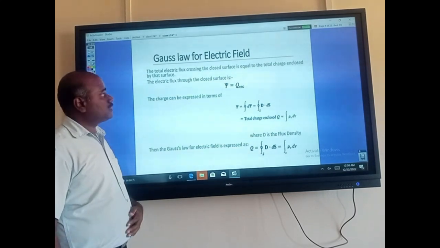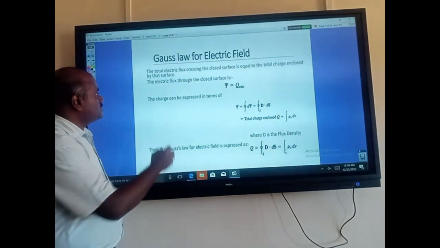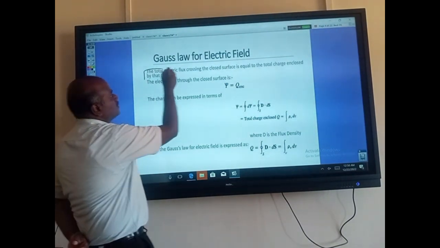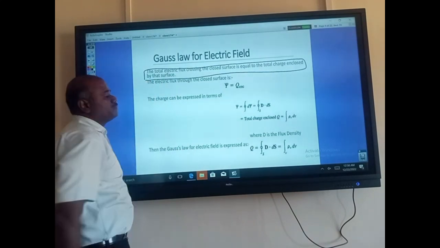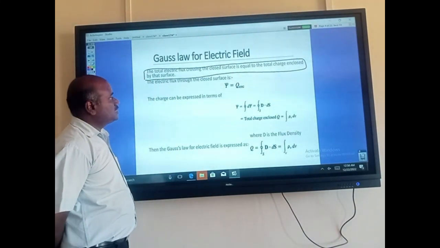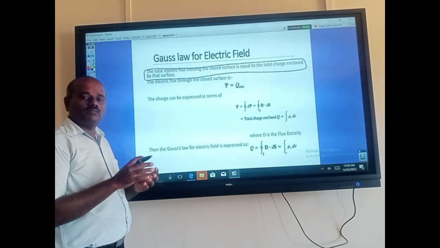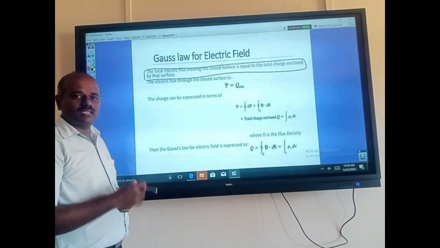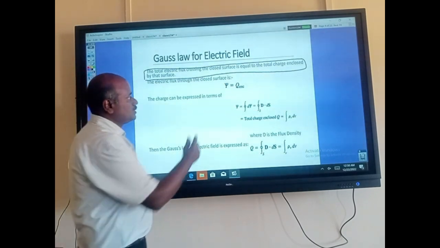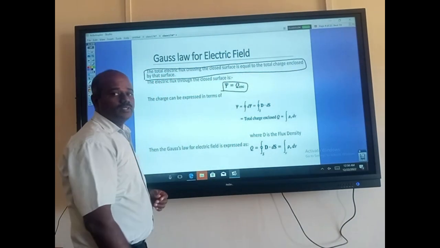Theorem. We will discuss it from Gauss law for the electric field. What Gauss says is that the total electric flux crossing a closed surface is the total charge enclosed by the surface. That is the simple statement. The amount of charge available within the enclosed surface is equal to the number of flux lines coming out of the closed surface, that is, psi equals q.